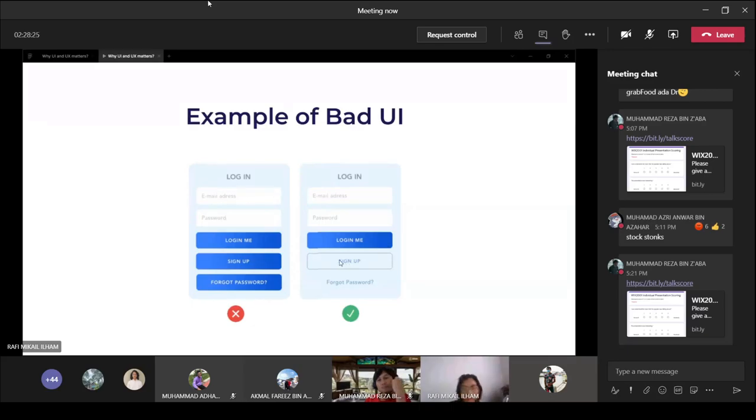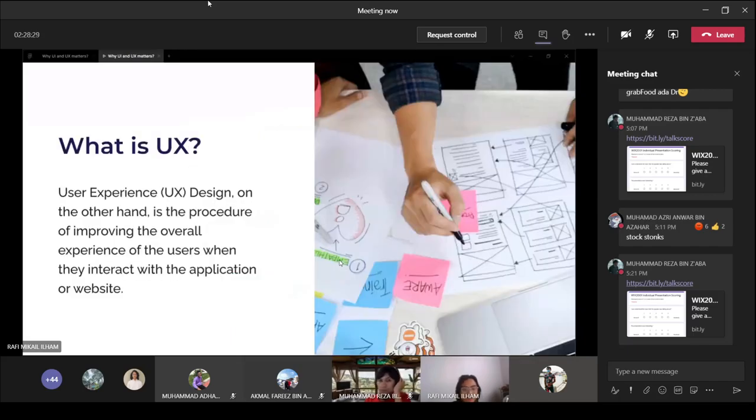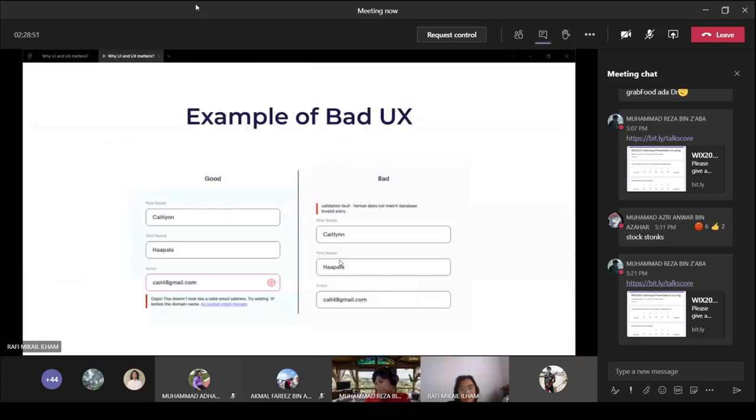Let's now move to the user experience. User experience development is, on the other hand, the procedure of improving the overall experience of the users when they interact with the application or the website in order to achieve its objective to provide the maximum customer satisfaction. It mainly focuses on wireframing the application and creating the user flow. Here is an example of good and bad user experience.